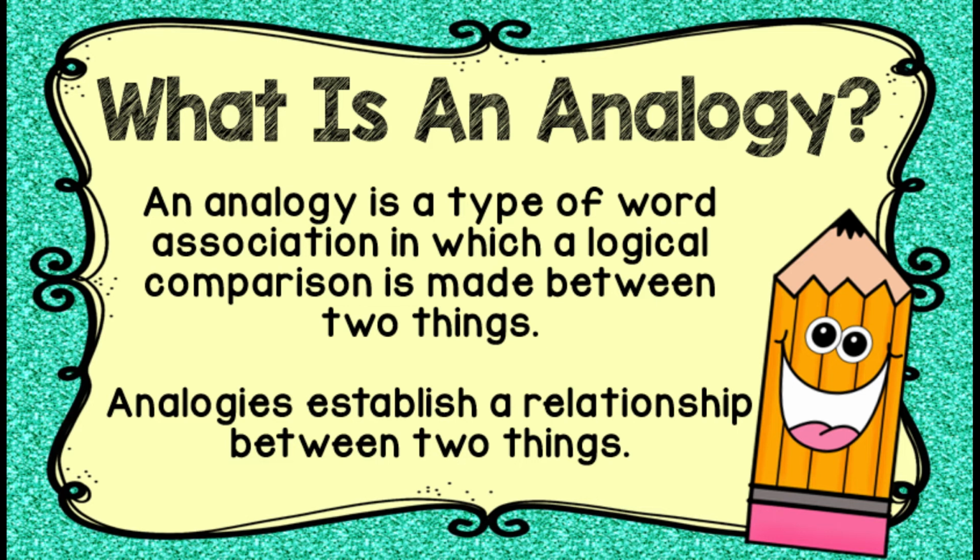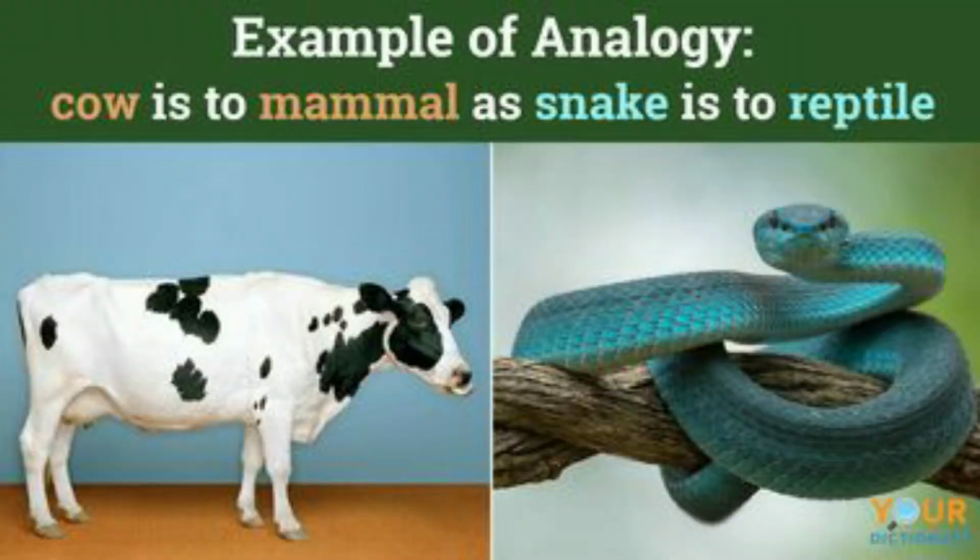What is an analogy? An analogy is a type of word association in which a logical comparison is made between two things. Analogies establish a relationship between two things. A cow is to mammal, a snake is to reptile.